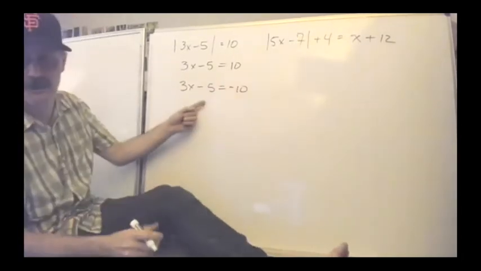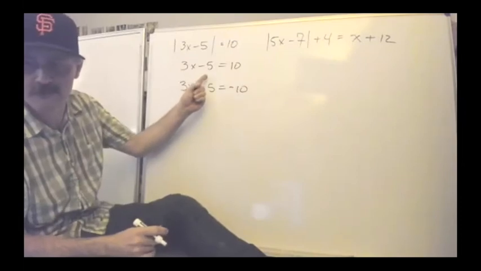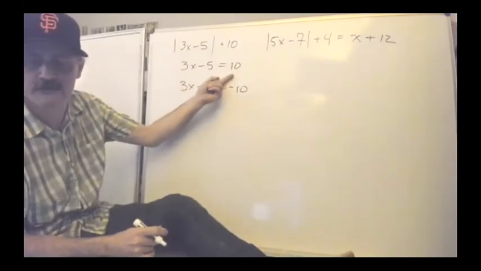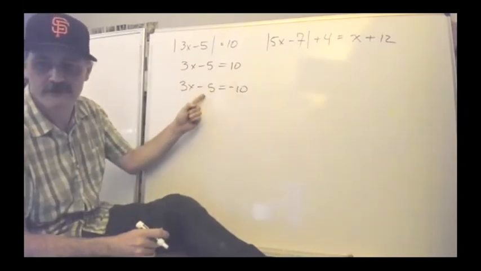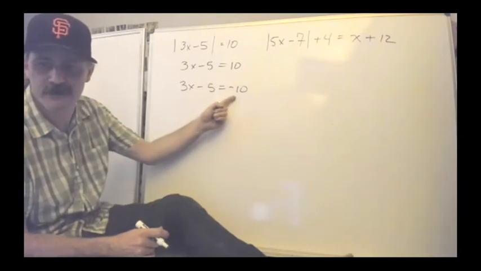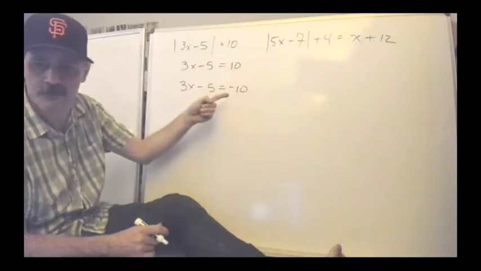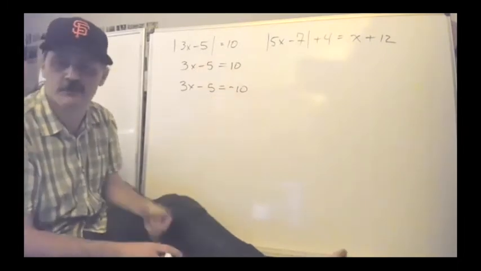Okay, and then you just solve these. So add 5 to both sides, you get 15, and then divide by 3. Add 5 to both sides, you get negative 5, and then divide by 3, right? And maybe from this point you can do that in your head, but if not, there you go.